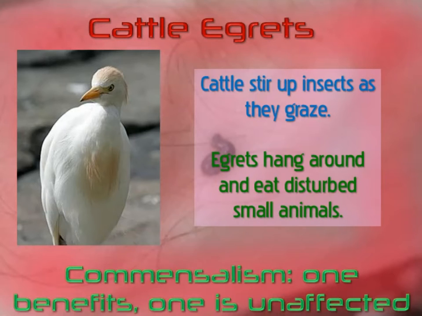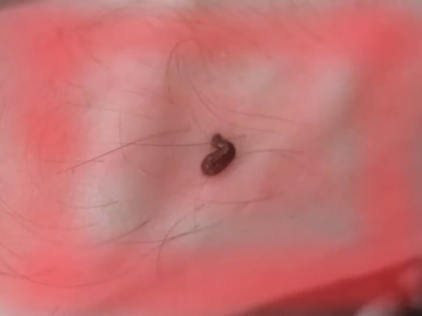Some species of birds live on cattle and eat the parasites, the ticks and lice that live on them, and that would be a mutual relationship, but this one is not.